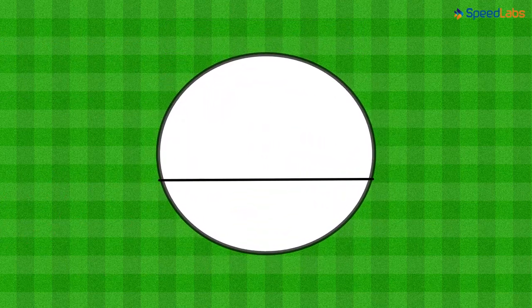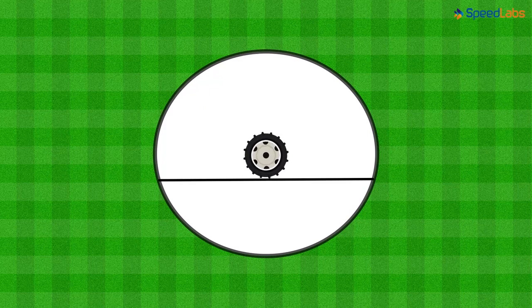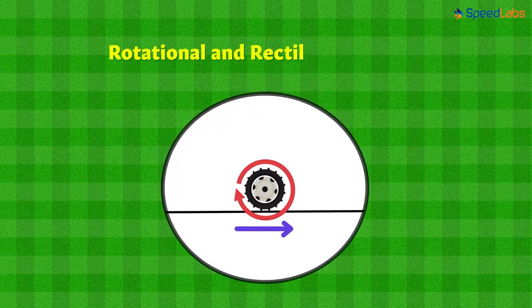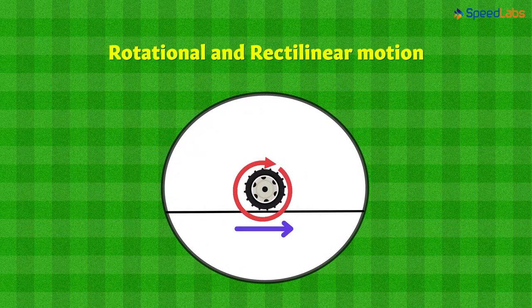Here's one in which an object is undergoing different types of motion at the same time. Can you name the types? Here our object in motion is the wheel. It's rotating around the axle and it's also moving in a straight line. That is, it's performing rotational and rectilinear motion at the same time. We will see one last example before ending this video.